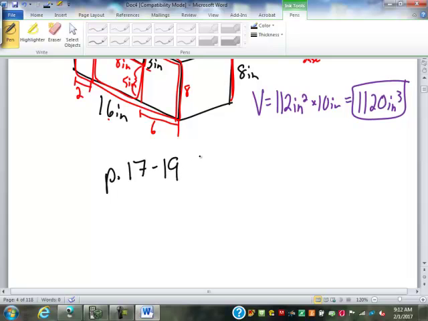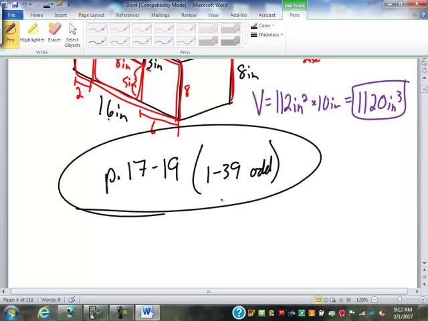In your book, pages 17 through 19, 1 through 39, the odds. These are going to get a little bit trickier, so make sure you try a few more of these at least.